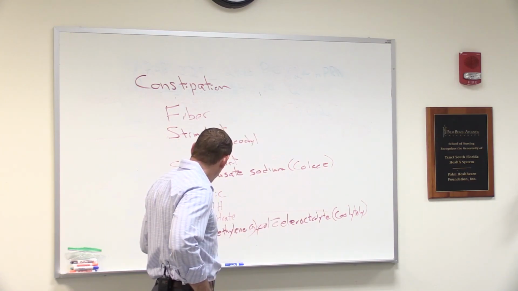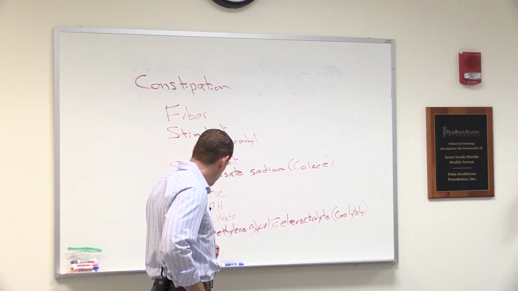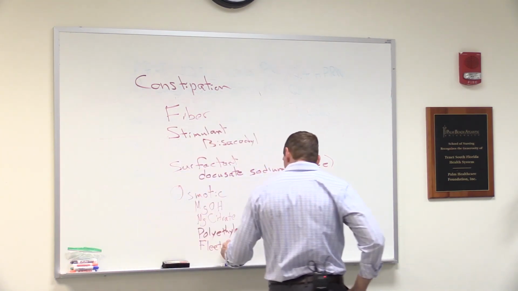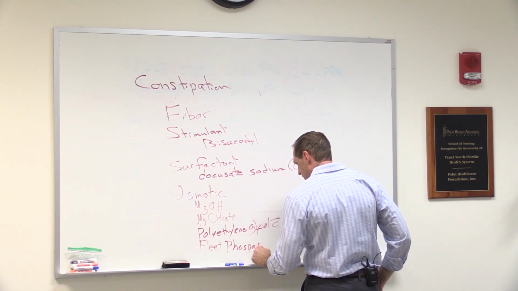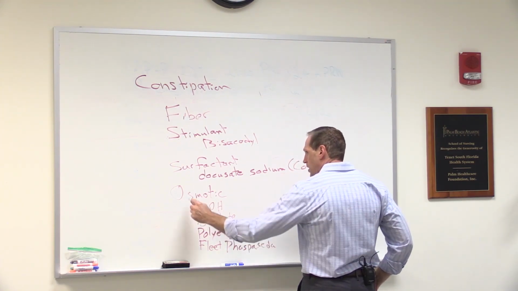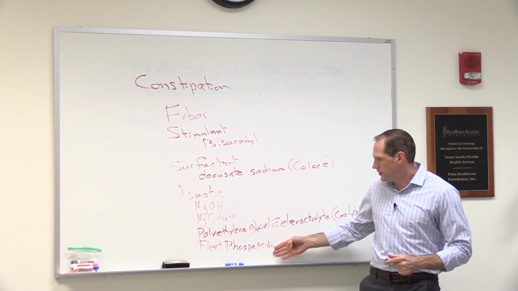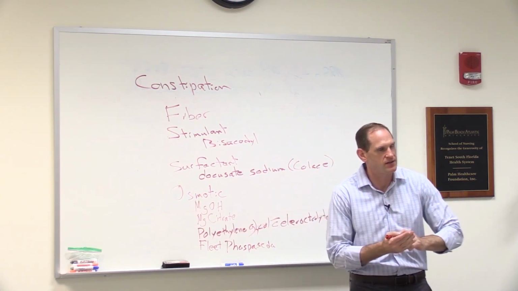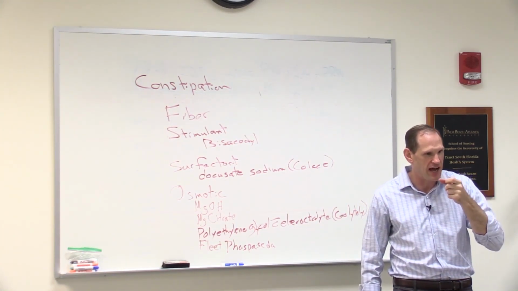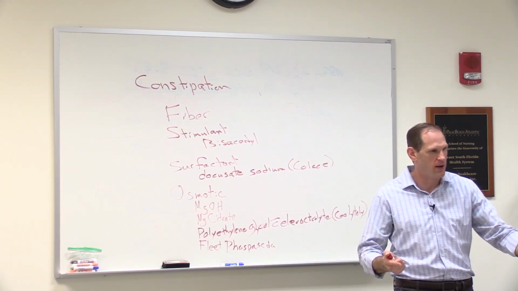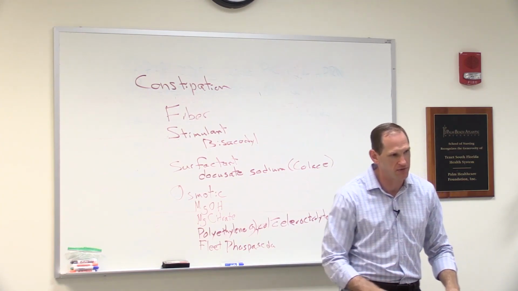Next, we also have Fleet phosphosodas. These are all under osmotic. The nice thing about the phosphorus-based ones is that instead of taking like this giant amount, you're taking a very small vial. You're basically taking a shot, and then you have to drink a whole bunch of water. The potential danger with these ones is that they can lead to renal failure.